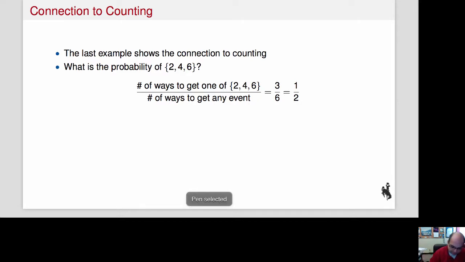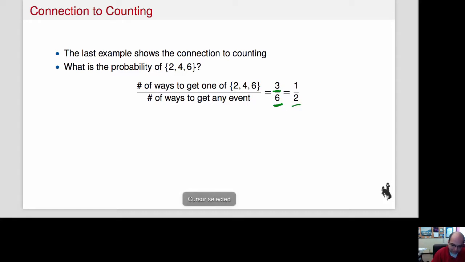So the number of ways in which I can get one of 246 is 3, right? Because I get a 2, a 4, or a 6. Those are the 3 different ways, okay? And then the number of ways to get any event is 6. It's 1 or 2 or 3 or 4 or 5 or 6. So the probability is a half, okay?